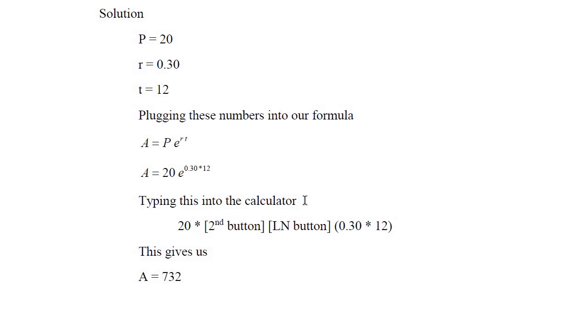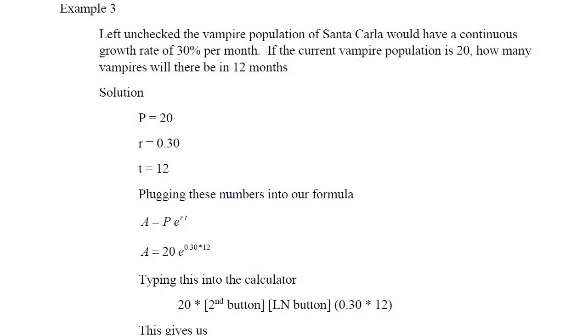Plugging this into my calculator, I do 20 times, and that e is located above a button that's labeled LN. So I'm going to do 20 times either my second button or my shift button, followed by my LN button, and that should put the e on the screen. And then I'm going to do open parentheses, 0.30 times 12, close parentheses, enter. And since we're talking about number of vampires, I rounded it to a whole number. So that's going to be 732 vampires. So the one bad thing about Santa Clara, it's all the vampires.